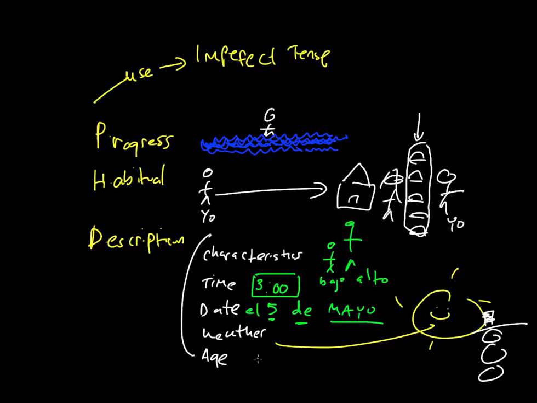And the last thing is age. Maybe the perfect age is 100 years old, right? We're all trying to live forever. So if you're describing someone's age in the past, you're going to use the imperfect tense.